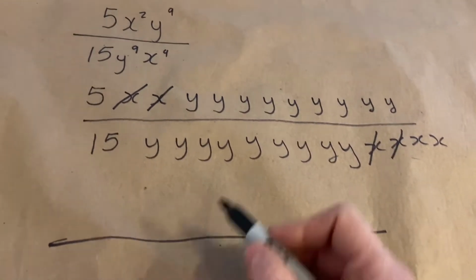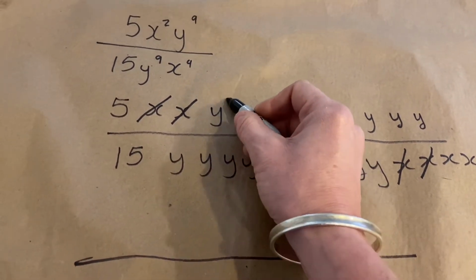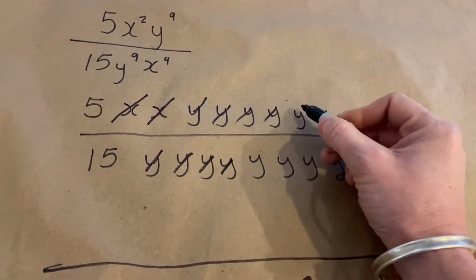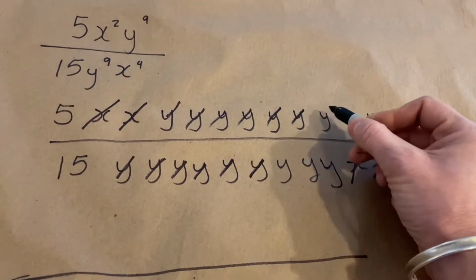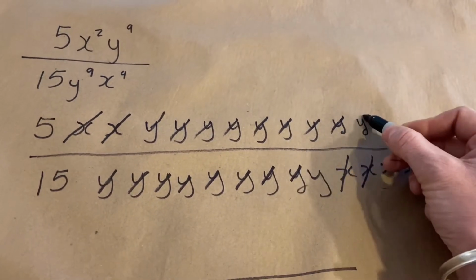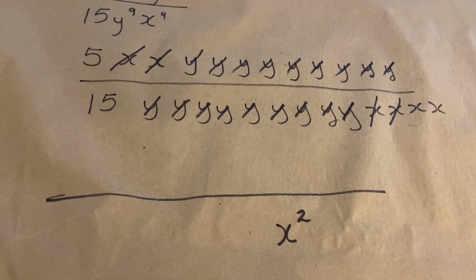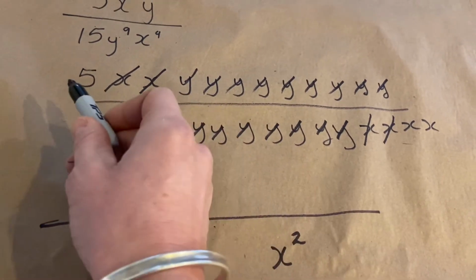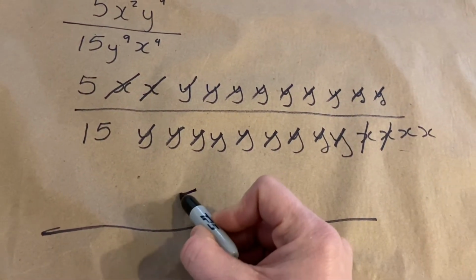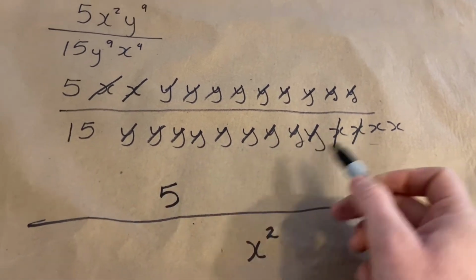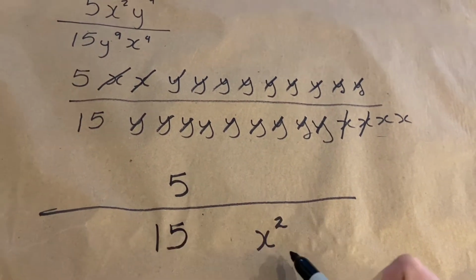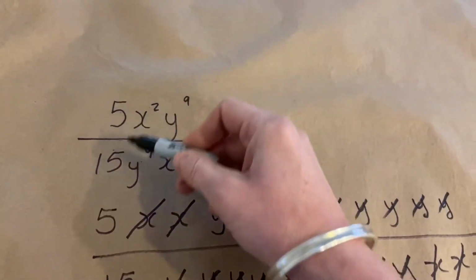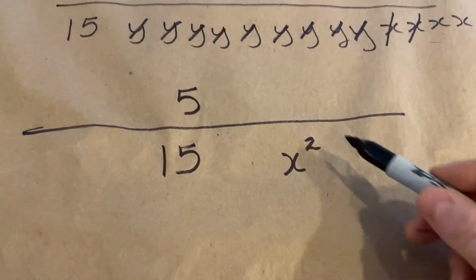Now let's look at our y's. I'm going to cancel out my y's. 1, 2, 3, 4, 5, 6, 7, 8, 9. Oh, all my y's cancel out. So when I'm writing my simplified version, there'll be no y's. On the top, everything's been canceled out except for the 5. On the bottom, everything's been canceled out except for the 15 and the x squared. Now my variable part has been simplified. I used to have all of these variables or letters. Now I only have an x squared on the bottom.